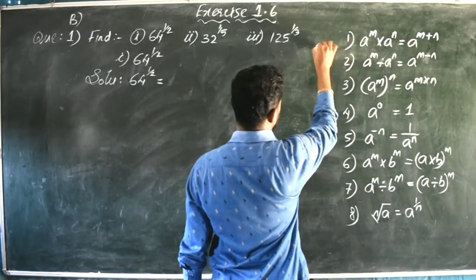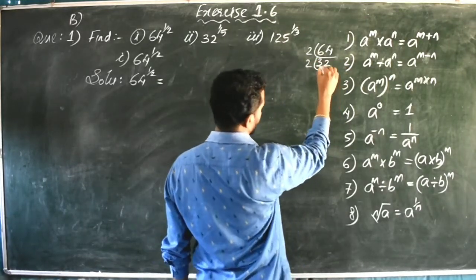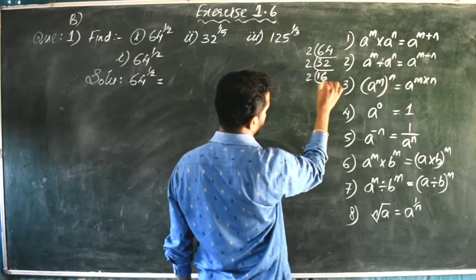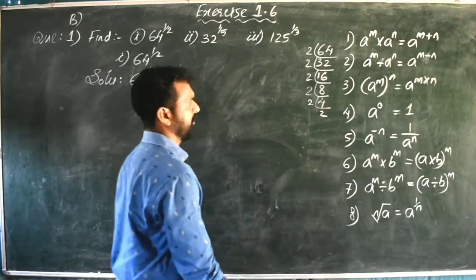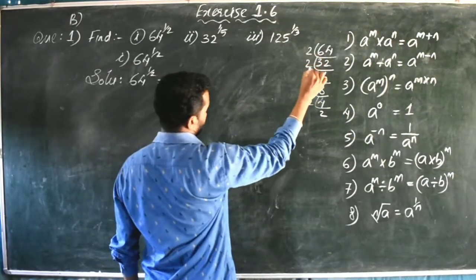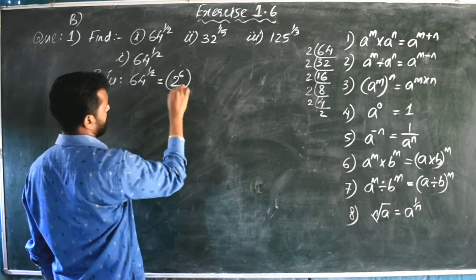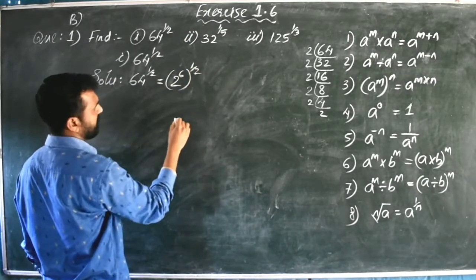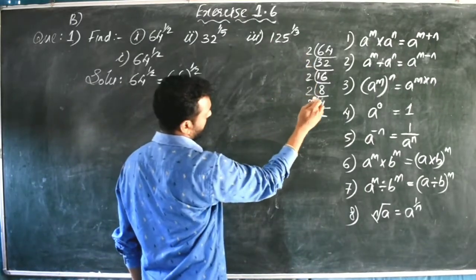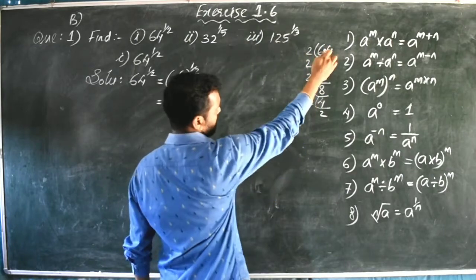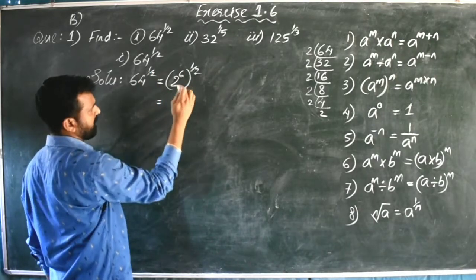64 divided by 2, 3 2s are 6, 2 2s are 4, remainder 2... divided by 2, 32, divided by 2, 16, divided by 2, 8, divided by 2, 4, divided by 2, 2. How many 2s are there? 1, 2, 3, 4, 5, 6. That we can write as (2 raised to 6) the whole raised to 1 divided by 2. So in place of 64 we can write 2 raised to 6, and the power is 1 divided by 2.